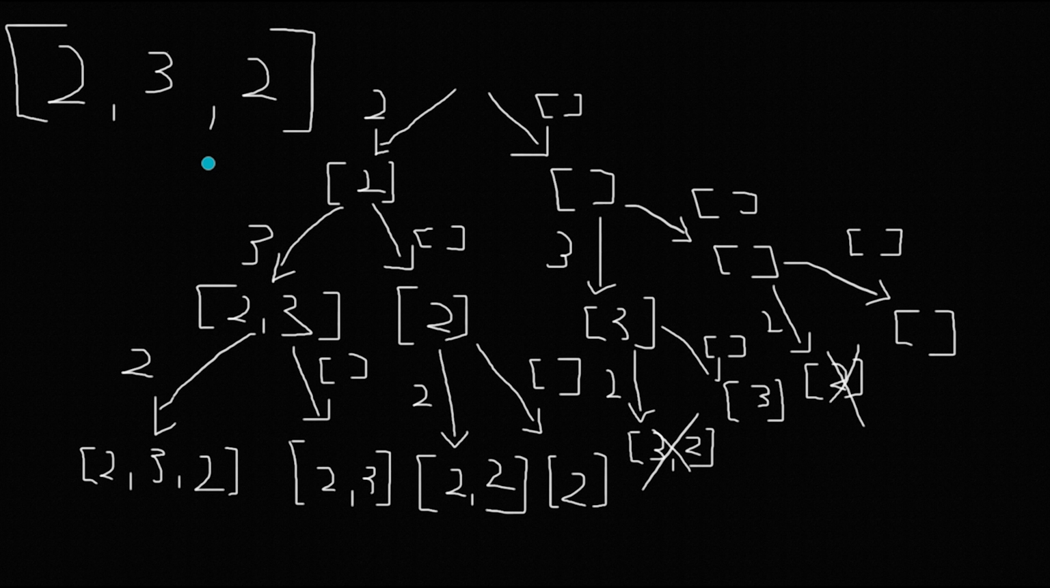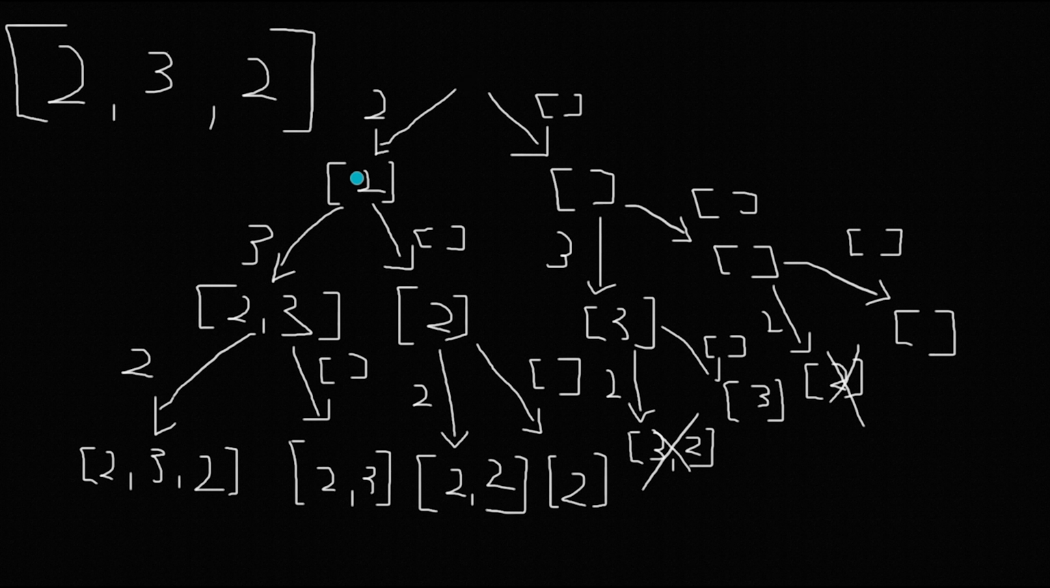Let me explain how to solve this question with the example 2, 3, 2. This decision tree is the same as in Subsets 1. Now we are standing here. Every time we have two choices: include the current number or not include. Okay, now we decided to include the current number, so let's move down the left side.